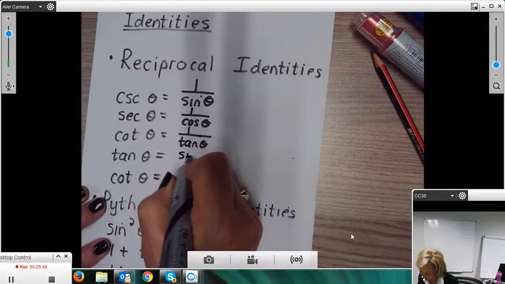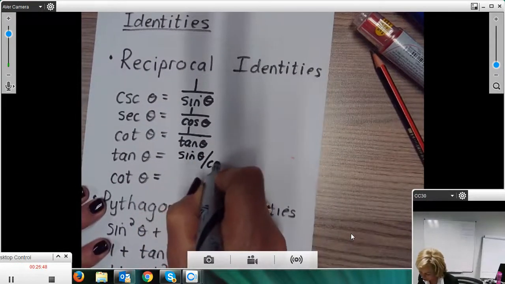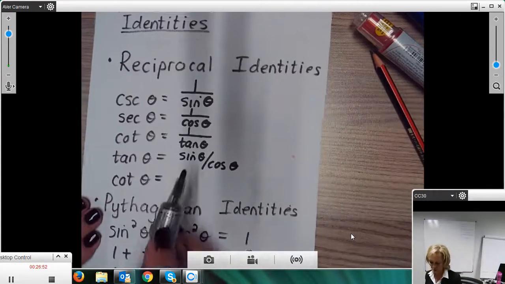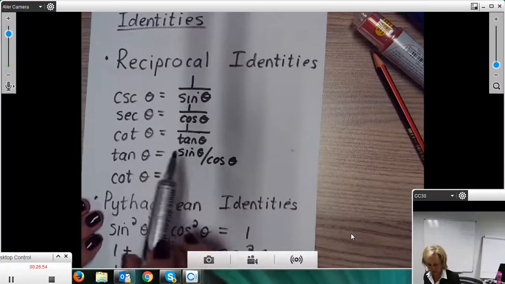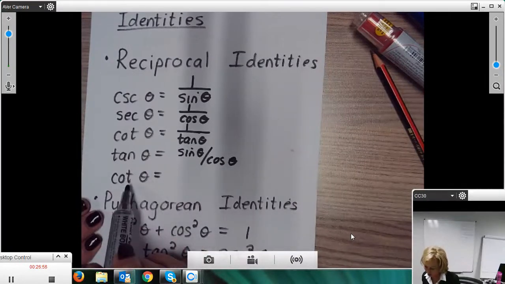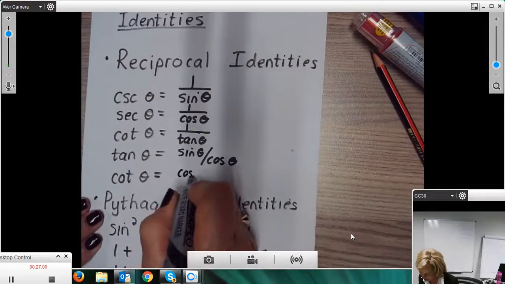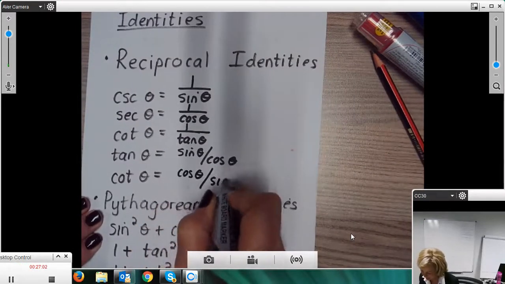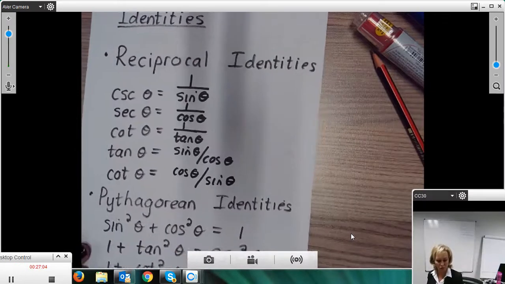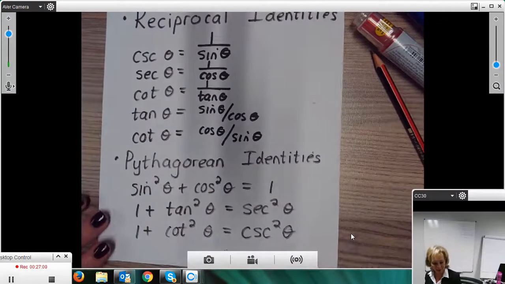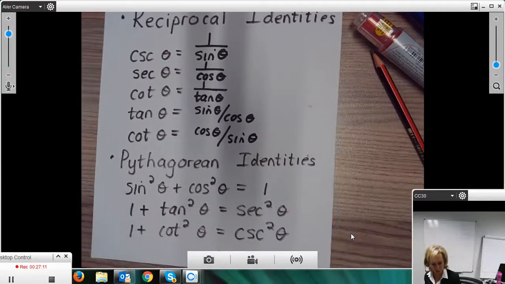Tan is the ratio sine over cos, and it's very easy to prove these identities because you will use your ratios x, y, and r. And then cot, because cot is 1 over tan, remember you reciprocate, and so you get cos over sine. Okay, so those are referred to as the reciprocal identities. And then your Pythagorean identities, and again it's easy to prove these if you replace sine with y over r and cos with x over r.